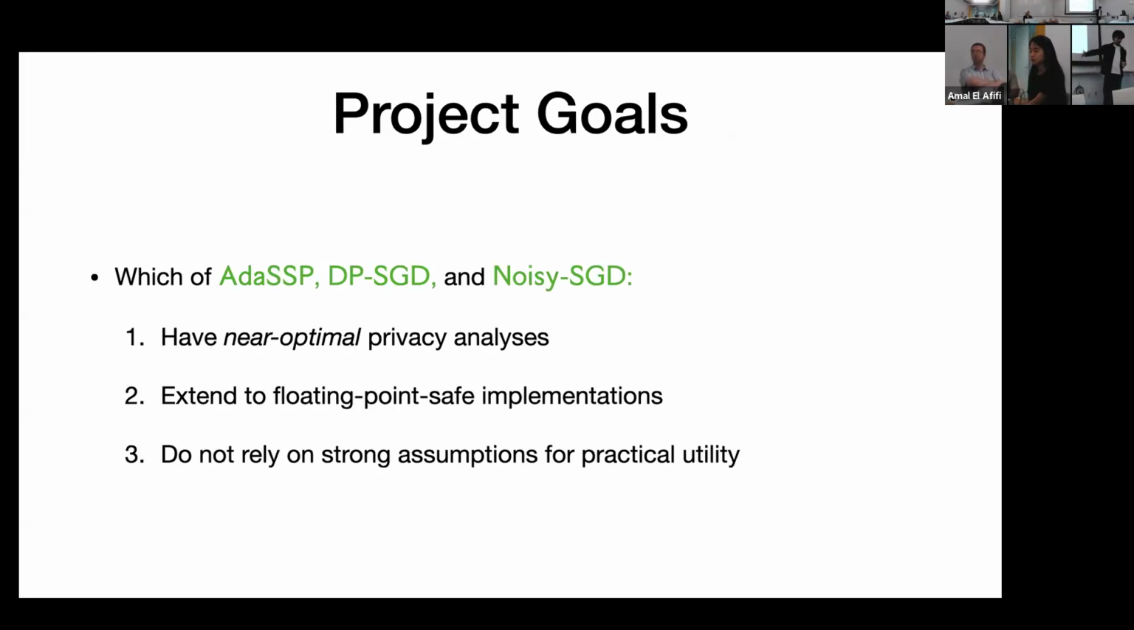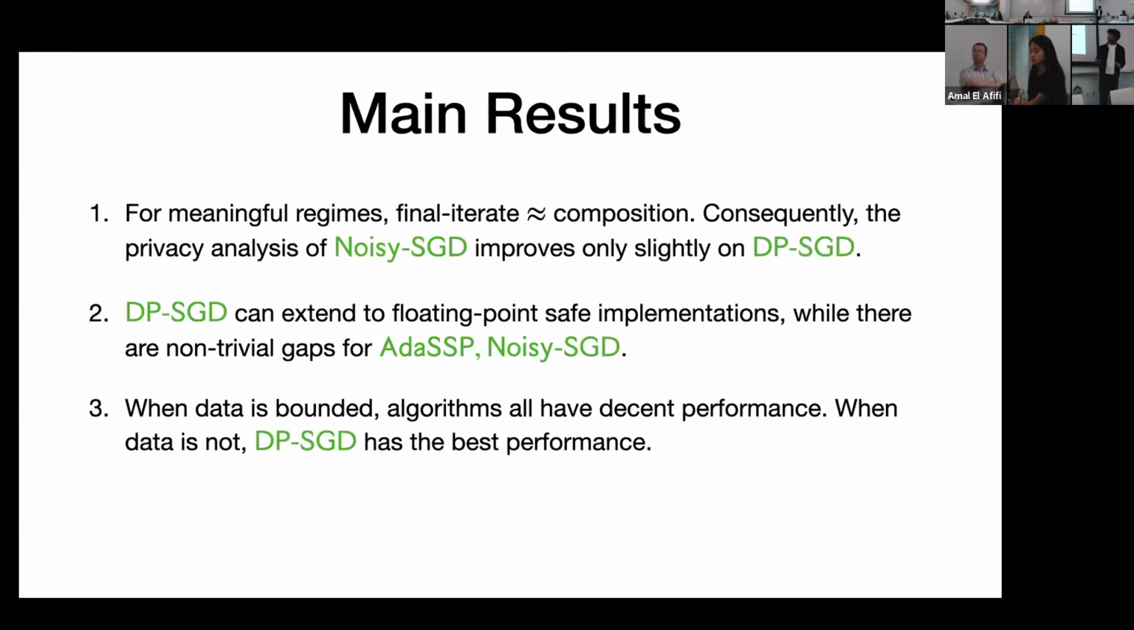And to sketch how the rest of this talk is going to go, just if it helps everyone keep it in mind, we'll show that for meaningful regimes, this final iterate bound that Noisy-SGD gives you over composition is actually not that helpful. And the privacy analysis of Noisy-SGD is actually only going to improve slightly over the composition analysis of DP-SGD. This is important because the implementation of Noisy-SGD in terms of floating point privacy safety is going to be a lot harder. So it's unclear if that actually provides any benefits given the existence of point 1.